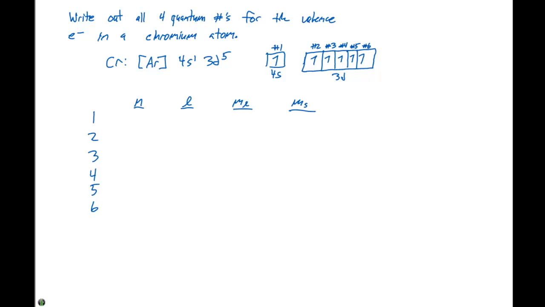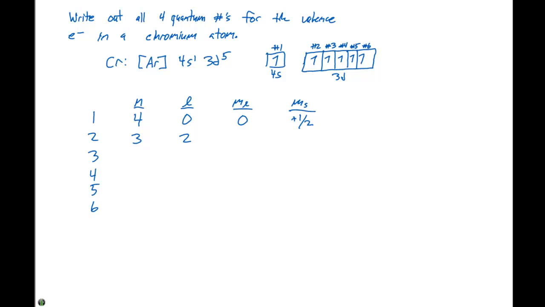The first electron is in a 4s orbital, so it's going to have N equal 4 and L equals 0. In an s orbital, M sub L is limited to 0, and our spin quantum number is going to be plus 1/2. For the second electron, we're in a 3d orbital. So the principal quantum number is going to be 3, whereas our magnetic quantum number is going to be 2.